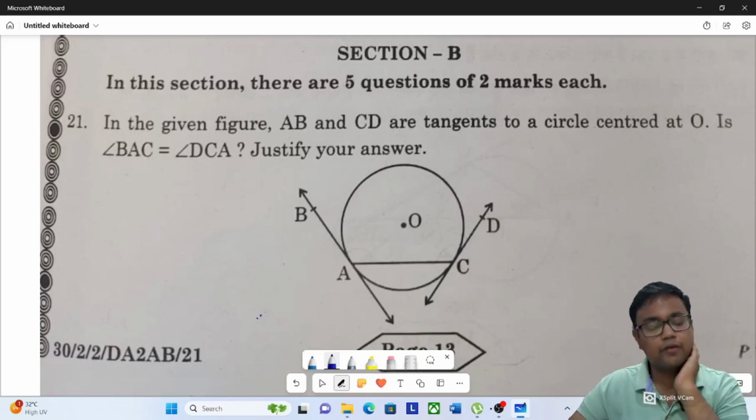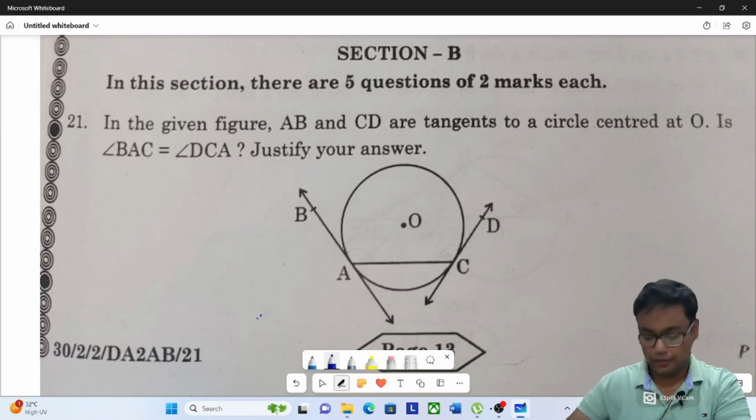Hello children, welcome back to this session of solving the board question paper of class 10th, and we were supposed to start with section B. So see children, the first question goes like this.